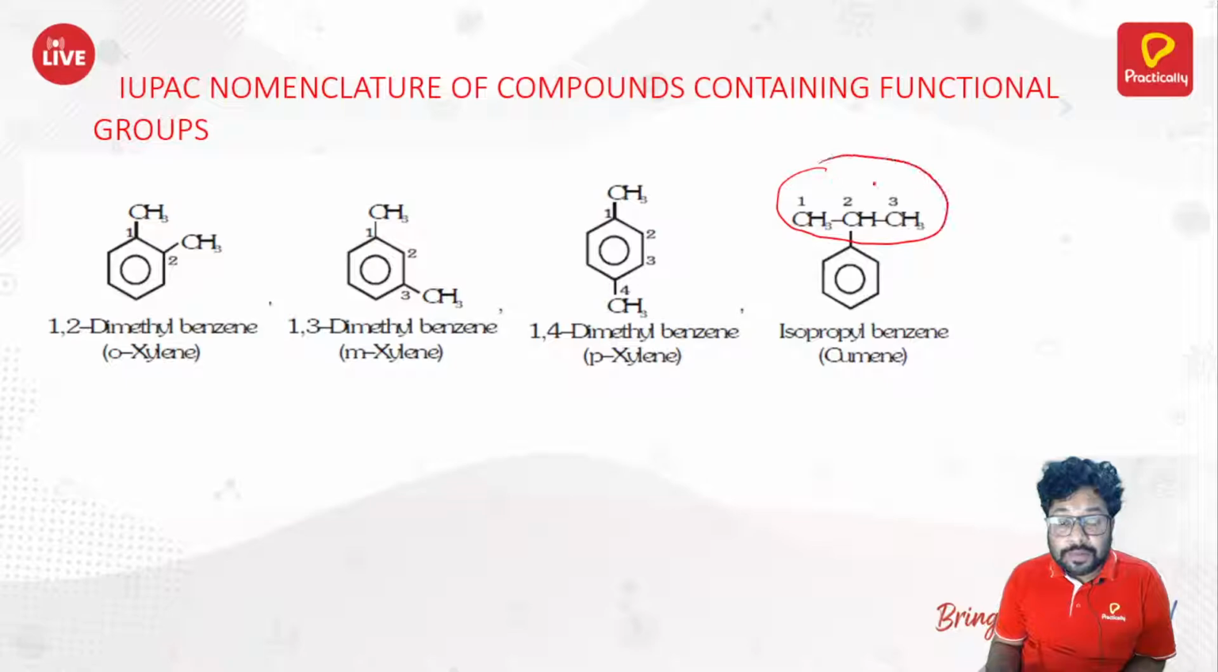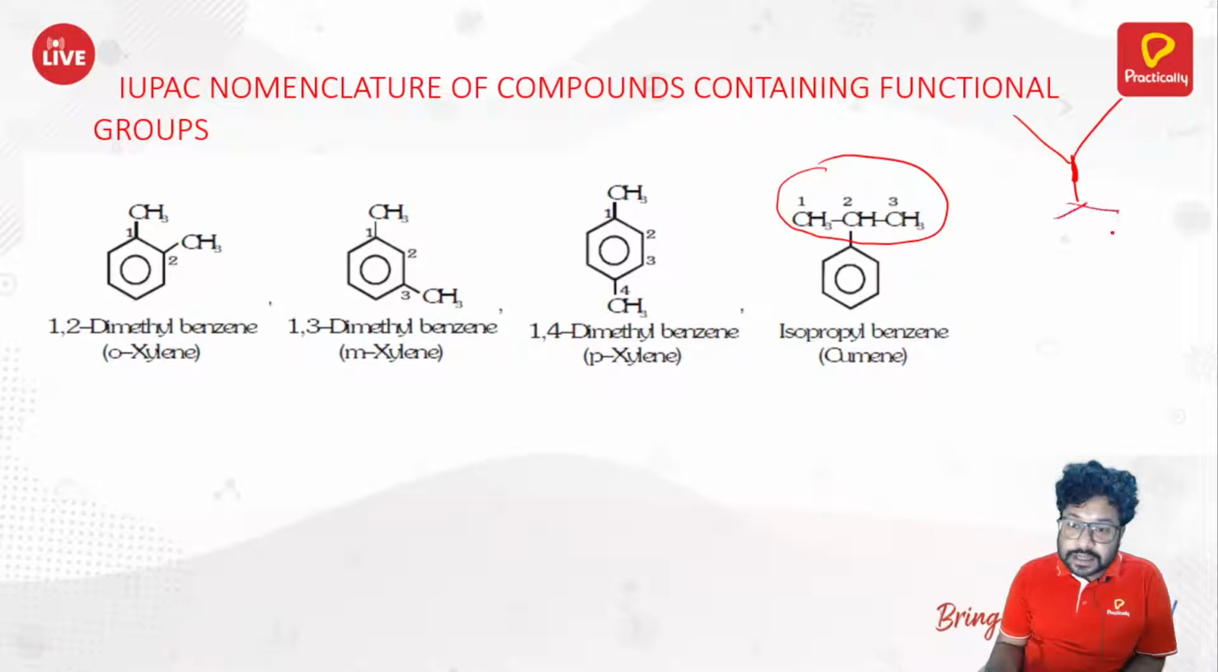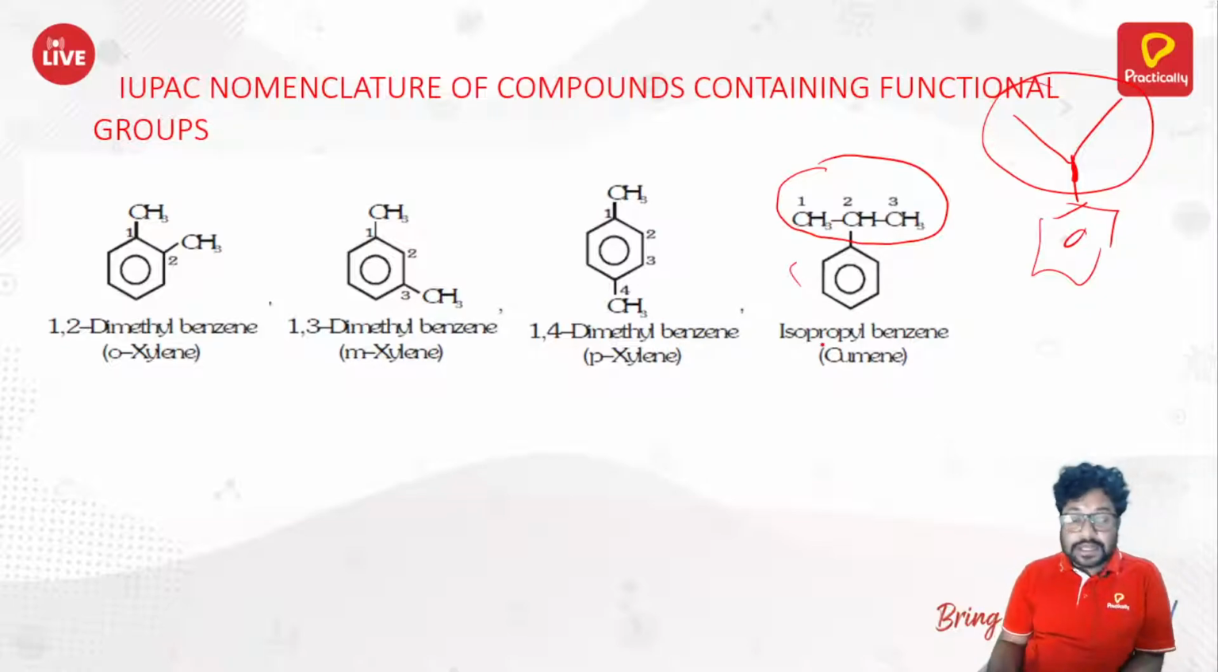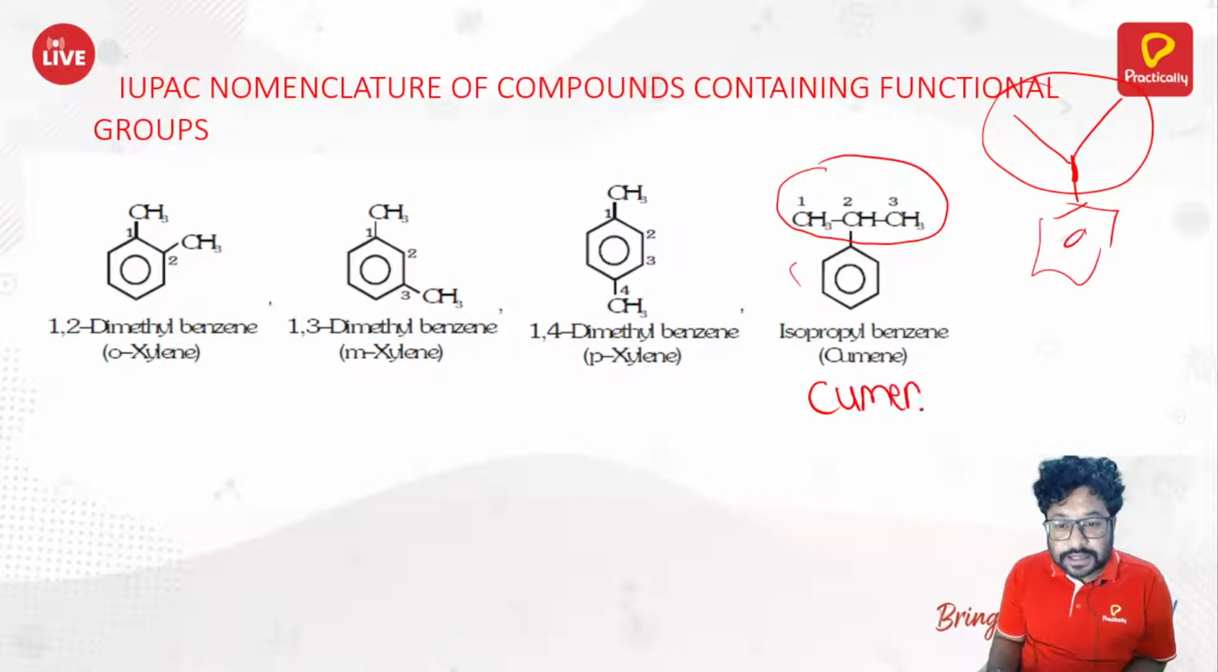This is the isopropyl part, right? We had seen that earlier. Here the chain is present on the benzene ring. So this part is called isopropyl. So this is isopropyl benzene. Isopropyl benzene also has a common name which is very famous. It's called cumene. Okay.